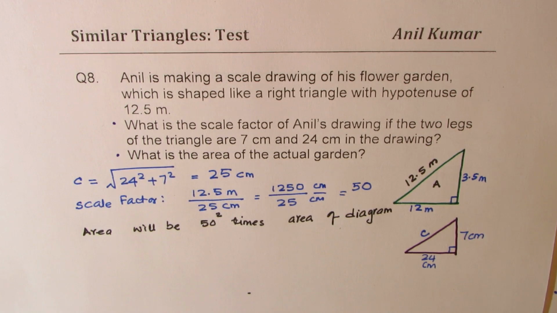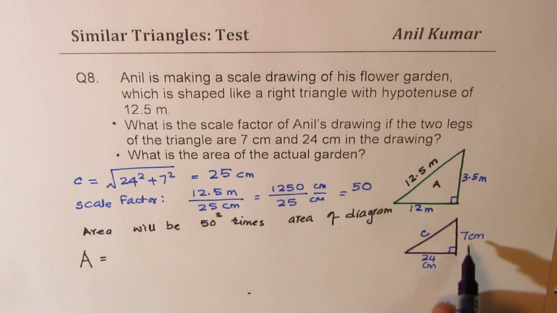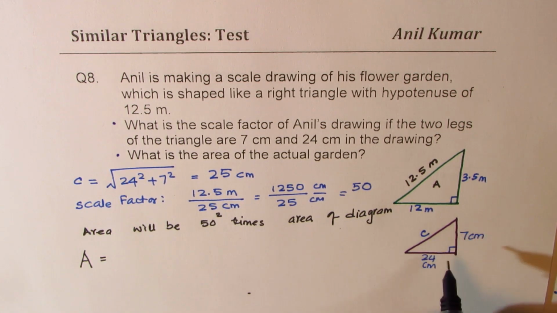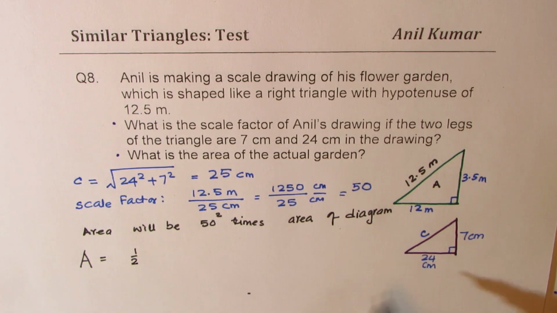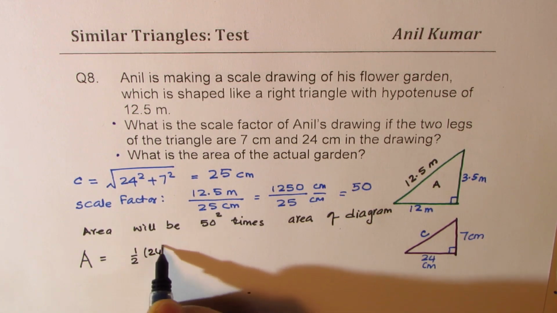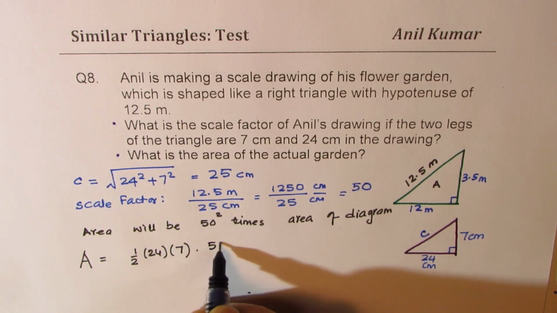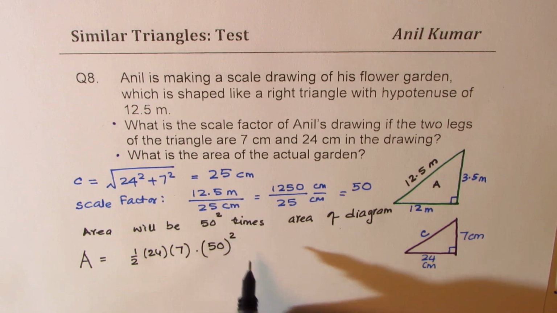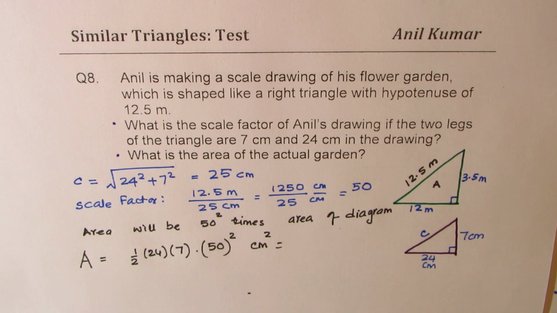You get the idea, right? So the area will be 50 squared times. So the bigger area is going to be, what is the area of this smaller triangle? The smaller triangle in the drawing is half of 24, the base, times 7. And we have to multiply this by 50 squared. And the units will be centimeters squared. You get an idea. So that is how you're going to find the actual area of the garden.